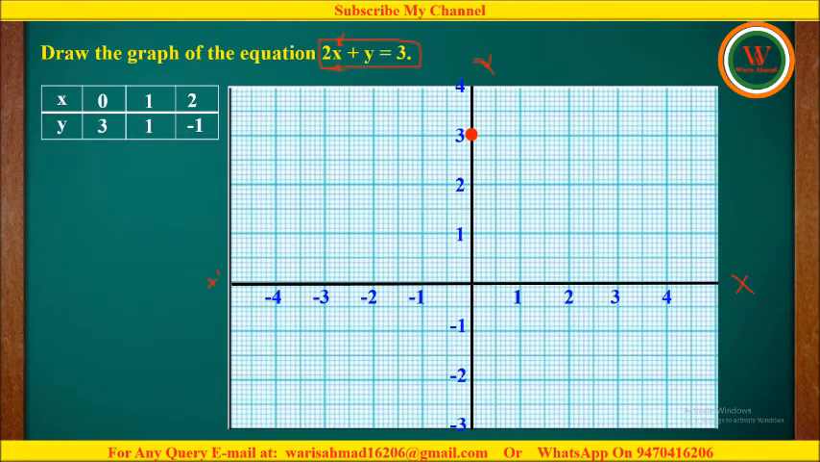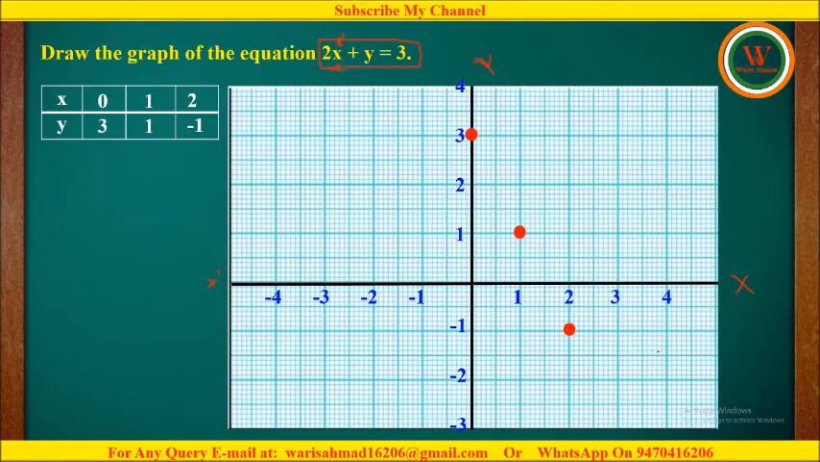The next point is x = 1, y = 1. So the next point will be (1, 1) here. At this point the value of x is 1, the value of y is also 1. So the next point will exist here. After that, x equals 2 and y equals -1. The next point will exist here.